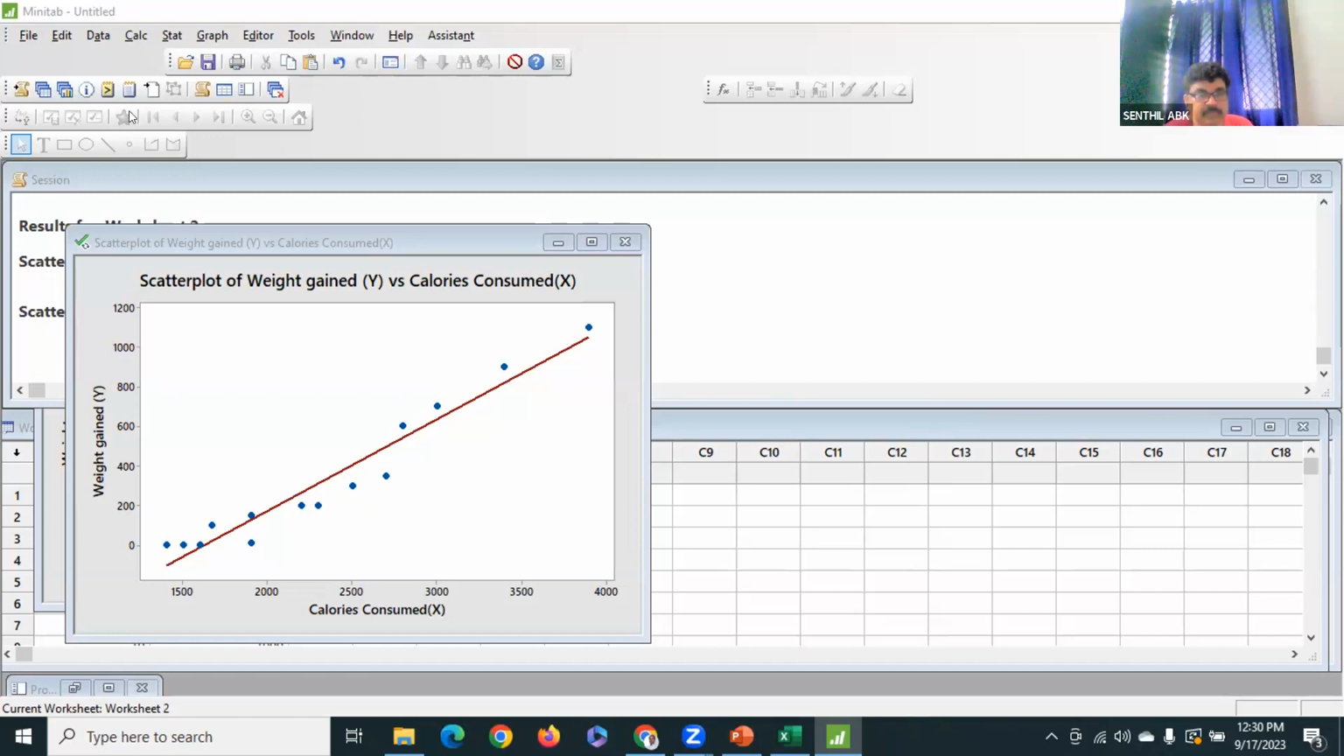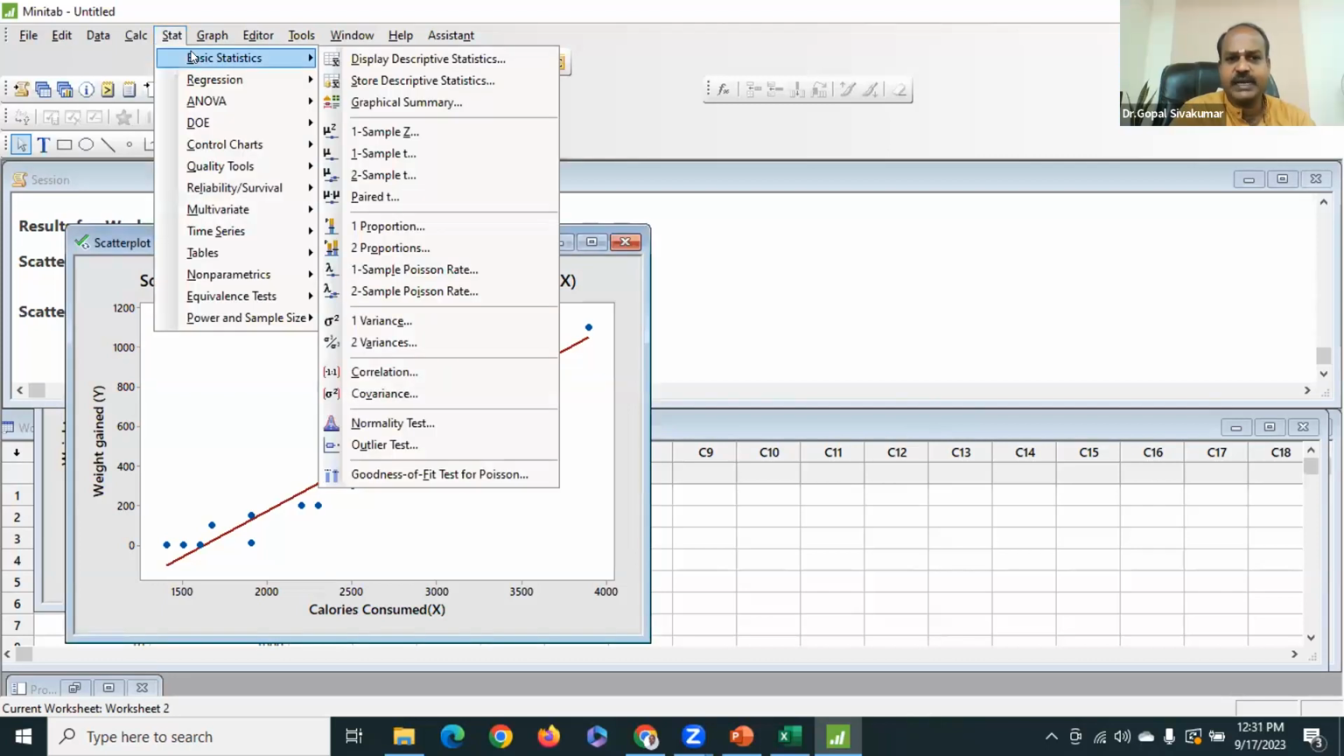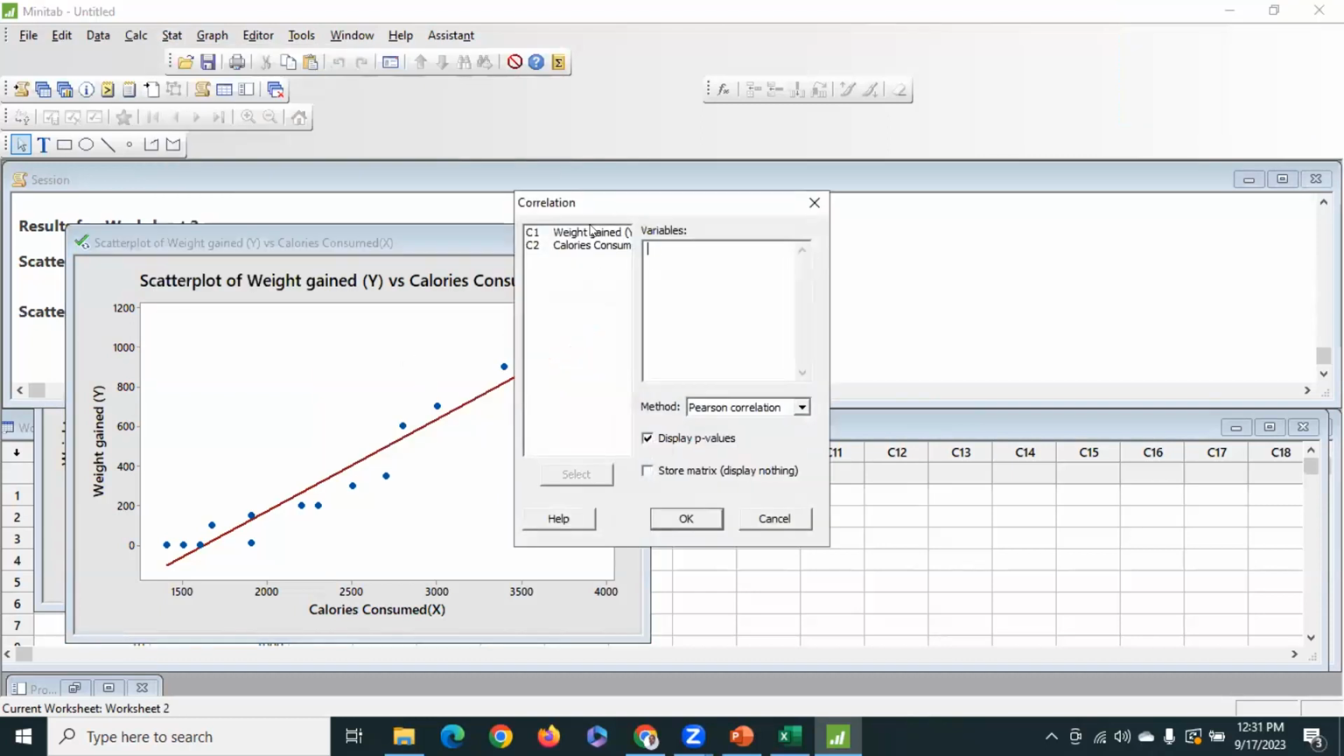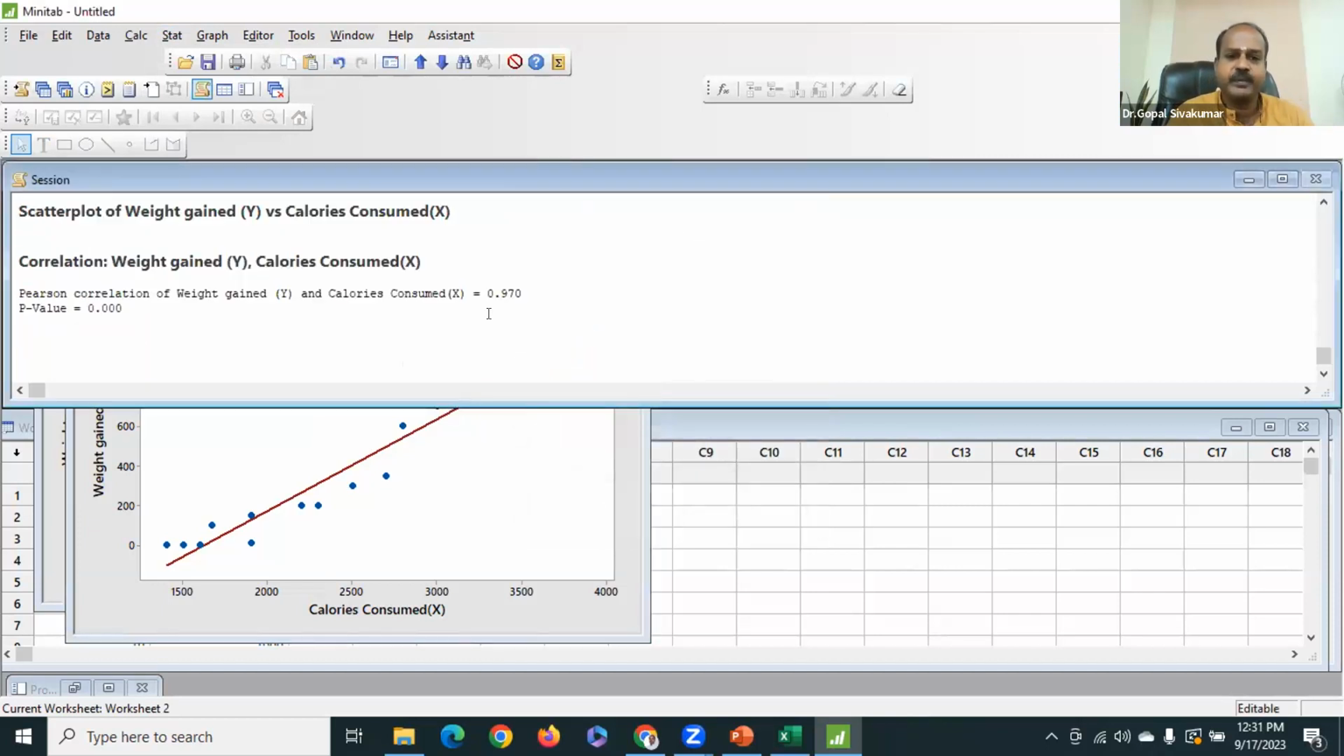Now let us proceed to performing correlation analysis. Go to Stat, Basic Statistics, come to Correlation. The description says, measure the strength and direction of the linear relationship between two variables. Select both factors, Pearson correlation, give OK. Can you see 0.97? In just two or three clicks, you got 0.97. But you can always do it manually also.